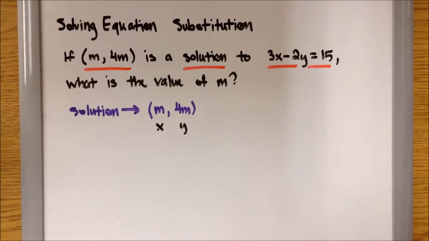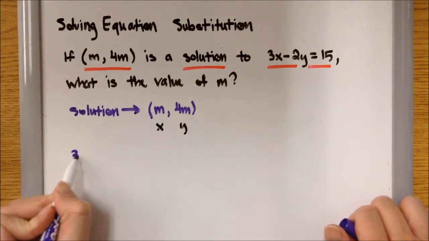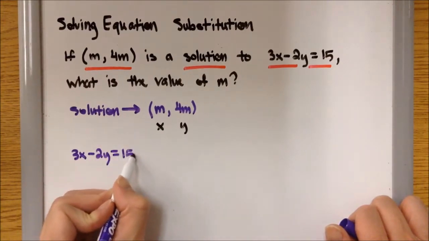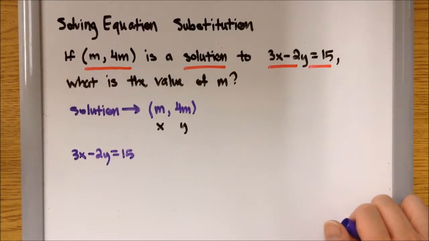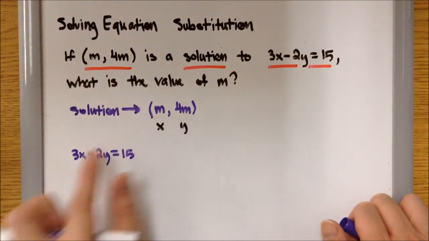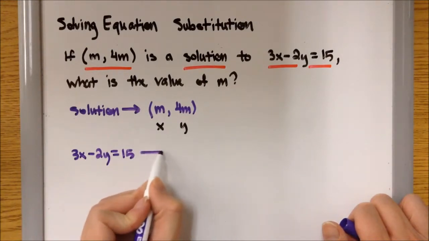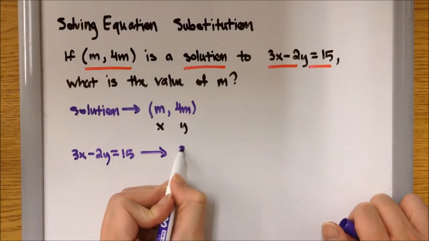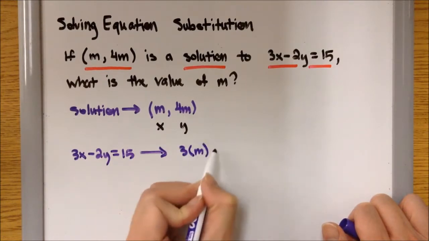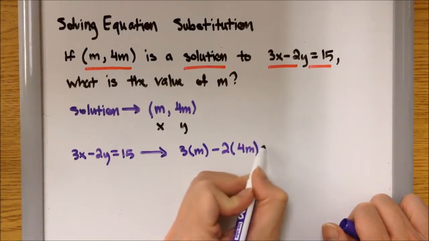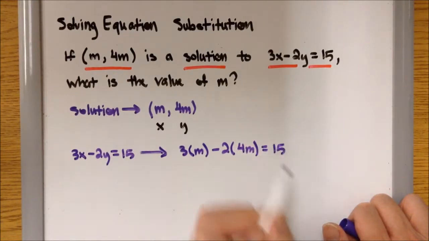So how is that going to help us? Well, we know that the linear equation is 3x minus 2y equals 15. So all we're going to do is substitute m into x and 4m into y. That's the only thing we could do. So we're going to have 3 times m minus 2 times 4m equals 15.